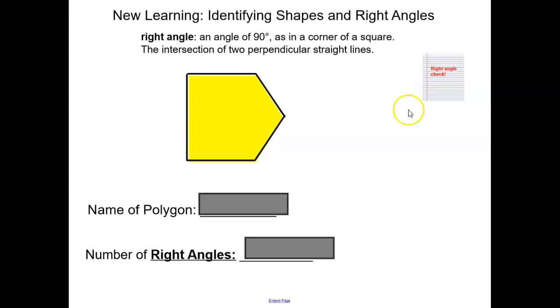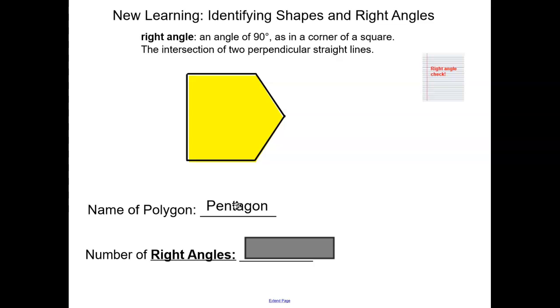And you can use your piece of paper to check right along with me as I use my right angle checker up here. So the first thing I know you guys are fantastic at, count the number of sides that this polygon has and tell me the name of this polygon. You're exactly right. It has 5 sides. What is the name of a 5-sided polygon? You're right. This is a pentagon.